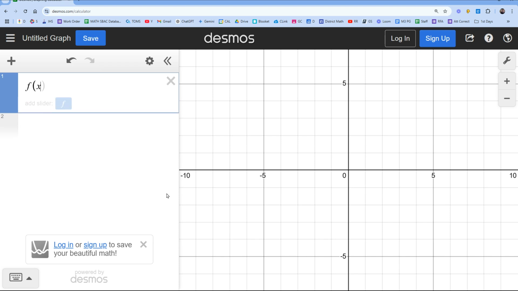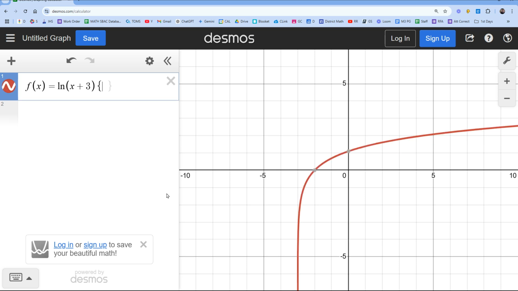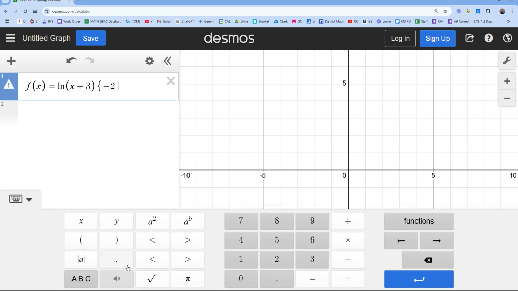I'm going to write f at x equals, and I'm going to use the restriction for the most part that I see there. So f at x is ln x plus 3. And I'm going to use the restriction, that's what, negative 2? Let's try negative 2, and then 1. There I see it. So I see the one on top is the logarithm.